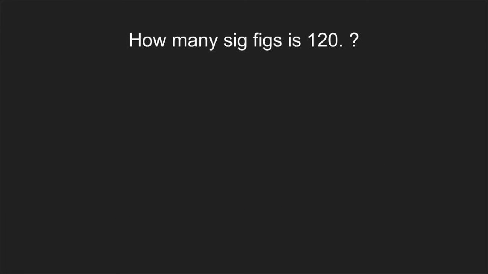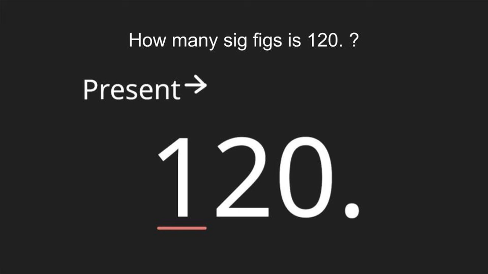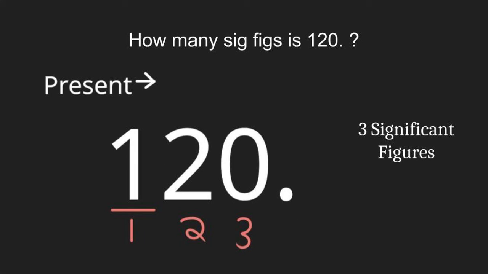Next, let's look at 120 with a decimal at the end. Here, the decimal is present, so we're going to start at the first non-zero number on the left, which here is a 1, and then count every number to the right of it. And once again, we never stop counting, even if we get to a 0. So we have the 1, which is 1 sig fig, the 2, which is 2 sig figs, and then the 0, which is 3, making 120 decimal have 3 significant figures. The 0 here is a trailing 0, but since there's a decimal, it makes it significant.